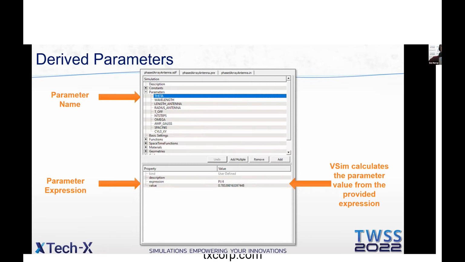Parameters operate essentially the exact same as constants, except they are maybe small algebraic changes. So in this case here, theta is pi over 4. The wavelength is one value times another value, right? Very, very simple kind of manipulations as far as the parameters are concerned.